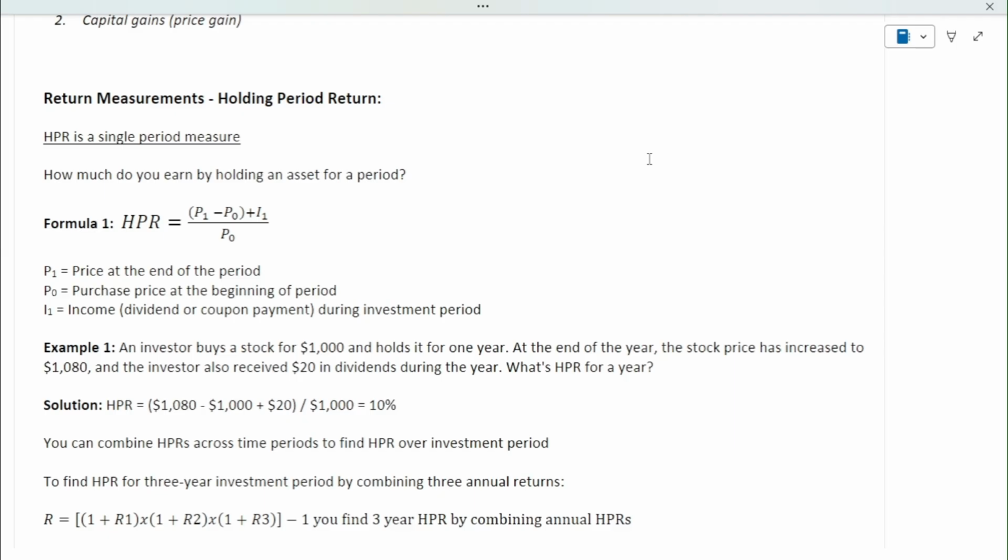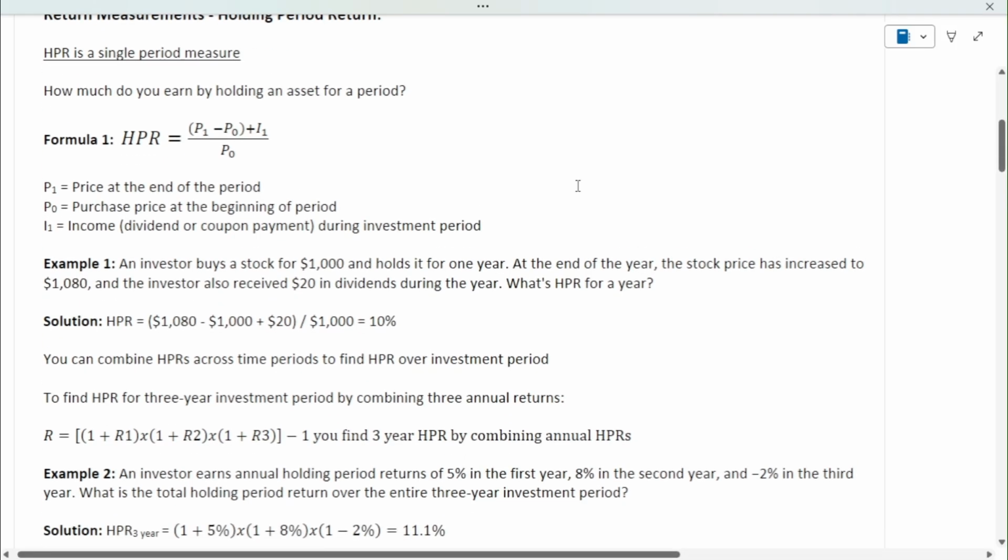Okay, what kind of return measures do we use to measure the return over the investment? The first one is holding period return. We're going to call it HPR shortly. HPR is a single period return measure. It means it measures the return over a single period of time. It can be a month or a week or a year. And it answers the question of how much you earn by purchasing and holding a financial asset for a period of time. Here you can use a formula.